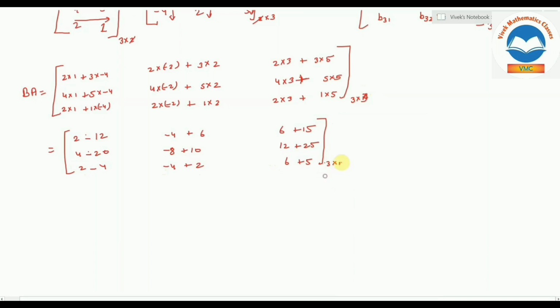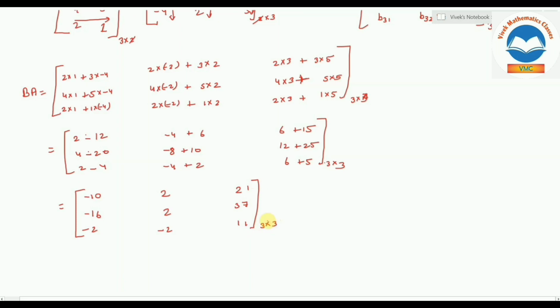So if you simplify this, we will get our answer. So this BA will be 2 minus 12 will be minus 10, minus 4 plus 6 will be 2, 6 plus 15 will be 21, 4 minus 20 will be minus 16, and here 2. Here what we will get? 12 plus 25 will be 37. Here we will get minus 2, minus 2, and 11. So this will be your BA of 3 cross 3.